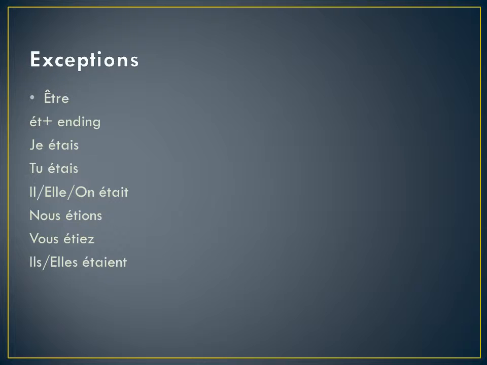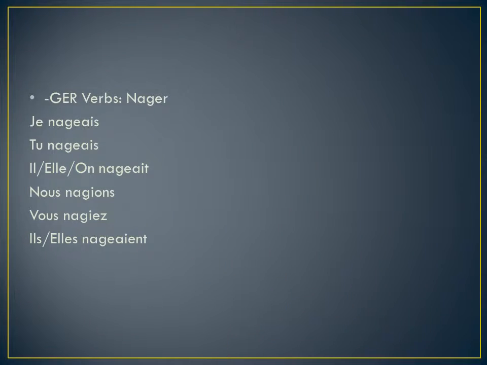However, there are some exceptions. For être, you take the É-T, and then you add the ending, instead of taking the nous present form of a verb. For GER verbs, in the nous present form, an E is added. For je, tu, il, elle, on, ils, and elles, you do not take off the E, but for nous and vous, you do take off the E.